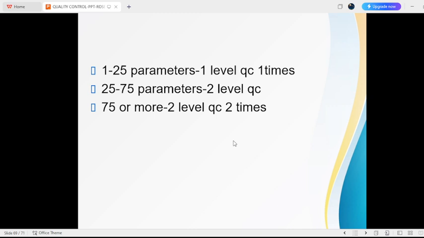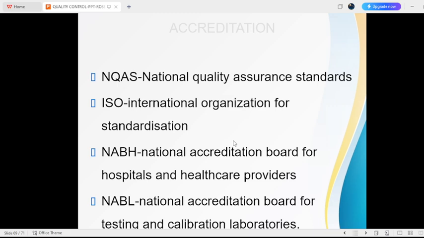If a laboratory performs 1 to 25 parameters per day, then one level QC one time should be used. If the parameters are between 25 to 75, then two level QC is used, and for 75 or more, two level QC should be used two times to give a better result.